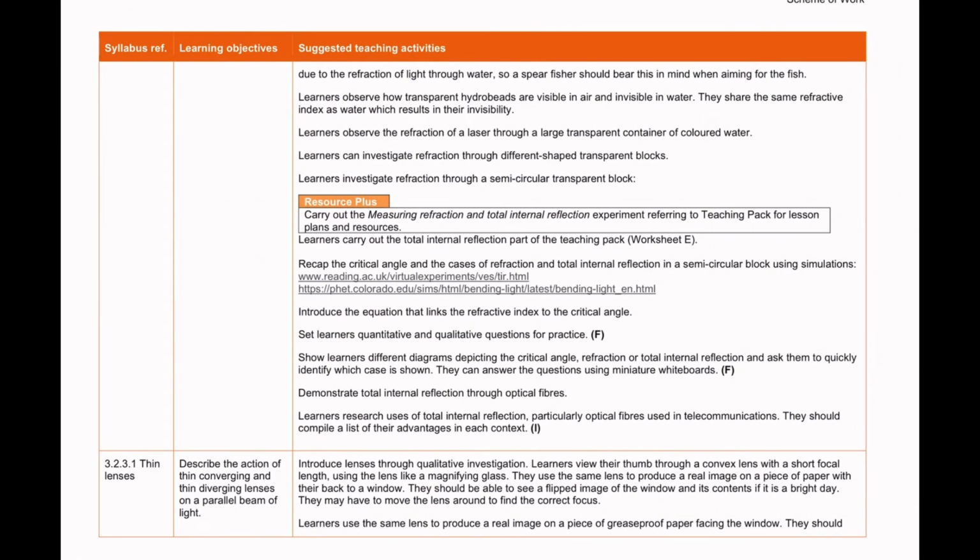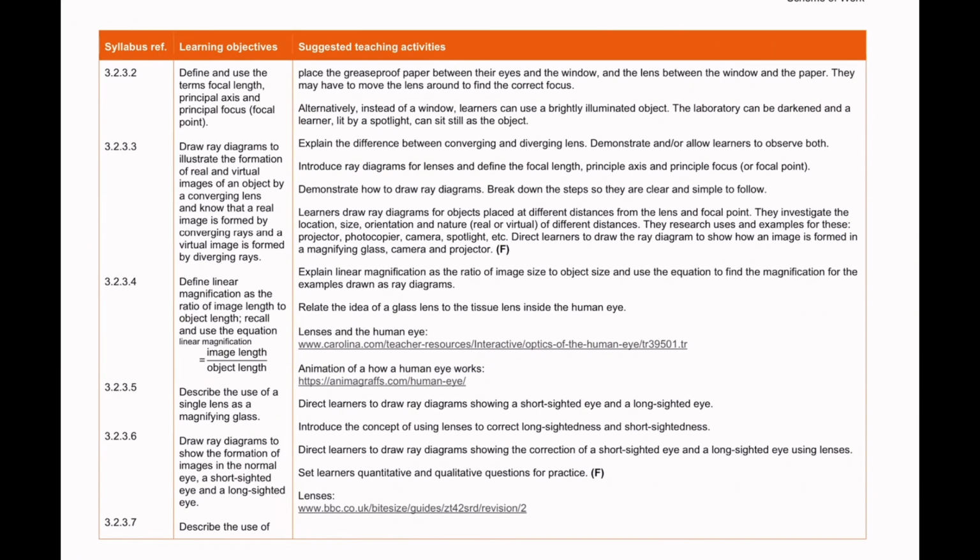Key concept 3.2.3.1 Thin lenses. Learning objectives. Describe the action of thin converging and thin diverging lenses on a parallel beam of light. Define and use the terms focal length, principal axis, and principal focus. Draw ray diagrams to illustrate the formation of real and virtual images of an object by a converging lens, and note that a real image is formed by converging rays and that a virtual image is formed by diverging rays.